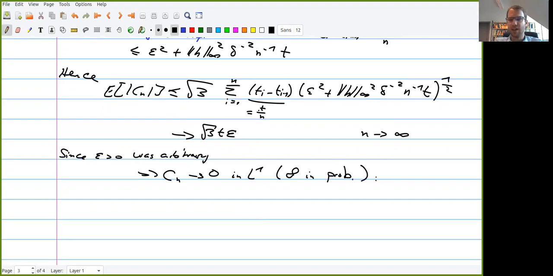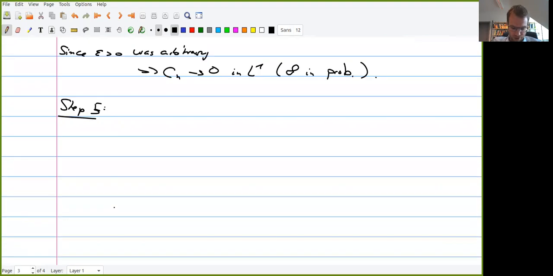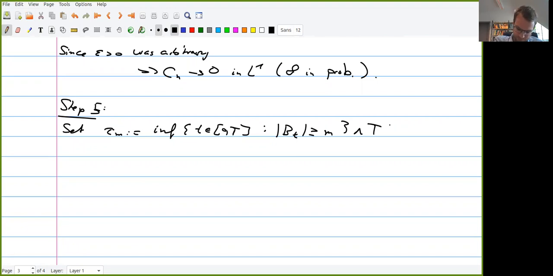All right. And now we need to get rid of this extra localization where we assumed that F has compact support, which is of course in general not true. So again, we introduce our standard sequence to localize, tau m, which is the first time that the Brownian motion gets bigger than or less than m. As before, tau m are stopping times, right? We know these stopping times already.